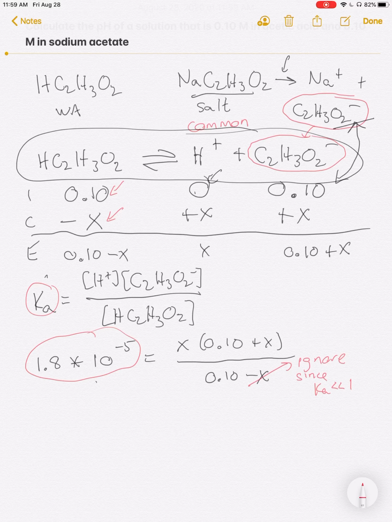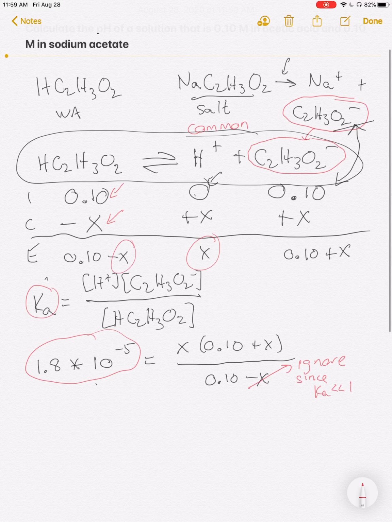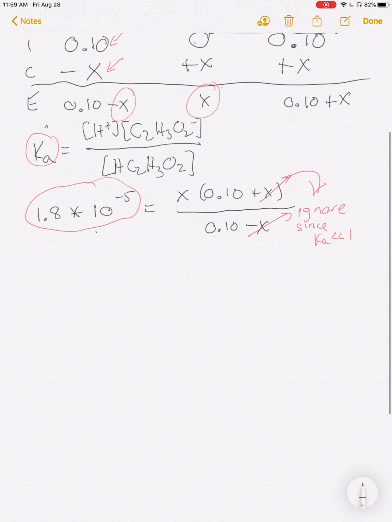Well, you may remember from your previous reading that the common ion makes acids dissociate less. So this X now, in the presence of the common ion, is going to be even smaller than it would be if the common ion were not there. So we can definitely ignore that X. And if the X is small compared to 0.1, it will not make a big difference whether it is added or subtracted. So we can ignore both of those X's to solve.